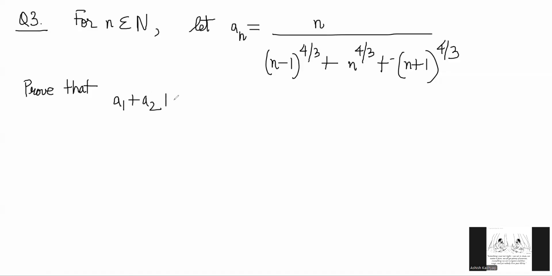that A1 plus A2 plus ... plus A999 is less than 50. So the sum of the first 999 terms of this sequence will be less than 50. They have given us the whole form of the sequence. So actually you can calculate A1, A2 and all, but that will not be very easy to do. You cannot make much progress by just calculating it. So you have to think of how to simplify this general expression and get some inequalities there.